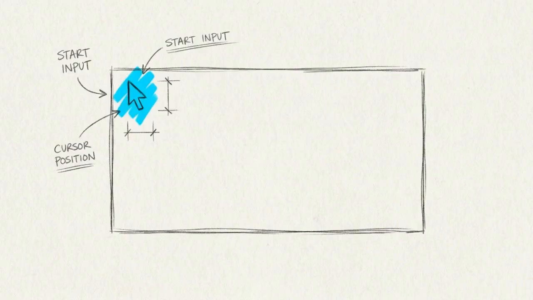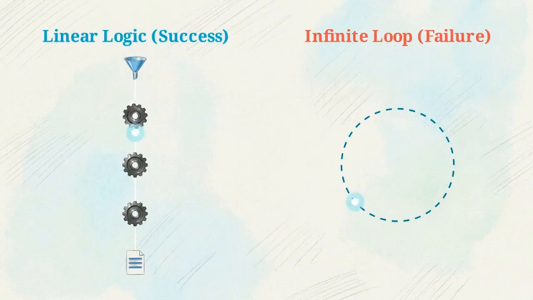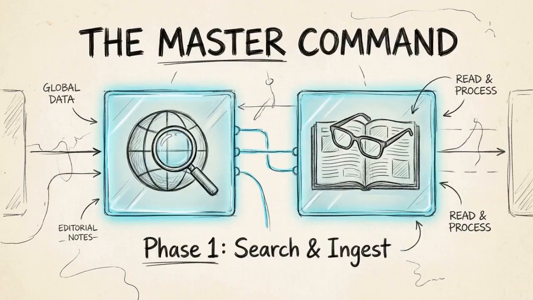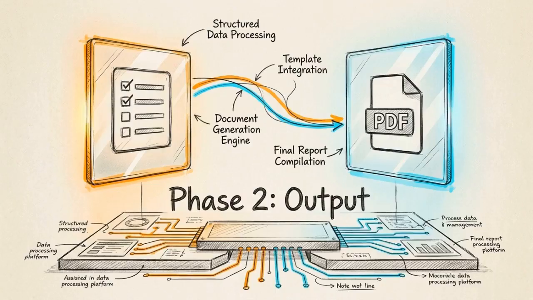With the tools ready, we introduce the master command. This is a structured prompt designed to give the agent a definitive finish line, preventing it from getting stuck in an endless processing loop. This breakdown shows our exact sequence. Step 1, search Google for today's AI news. Step 2, read the top 5 articles. Step 3, summarize the findings. Step 4, export the final result as a PDF.